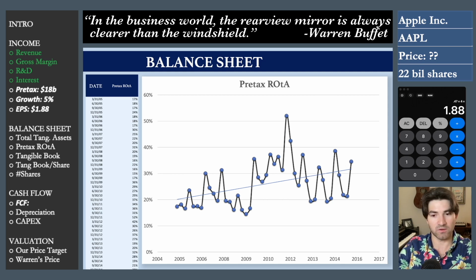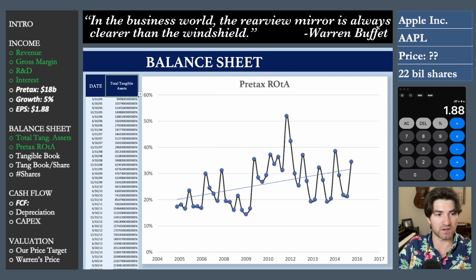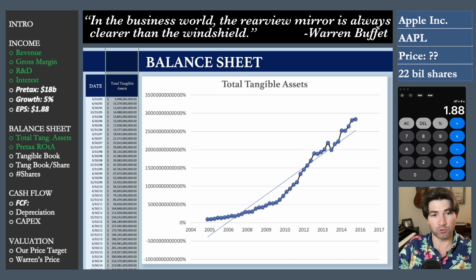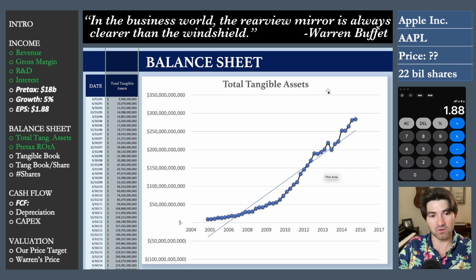So it's pretty awesome. That gets a green, and it's even better, and this is something Warren Buffett has said too, it's even better whenever your total assets are growing. So if I pull up total tangible assets again, you can see they're growing. So total assets are good. Return on tangible assets is good, but return on tangible assets on a growing asset base is even better, because if you think about it, if your return on tangible assets is flat and your assets are growing, it means that you're making enough money to keep up with your growing assets.